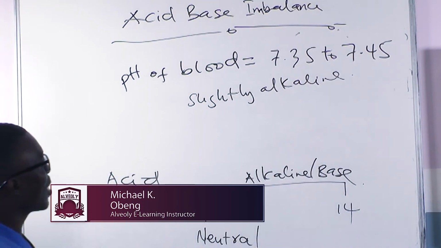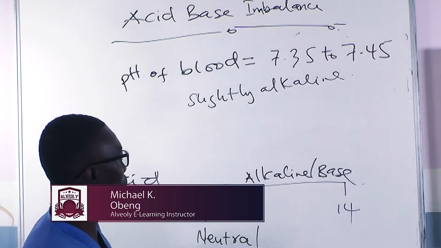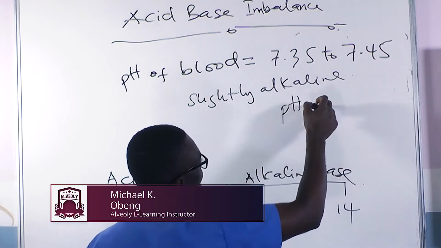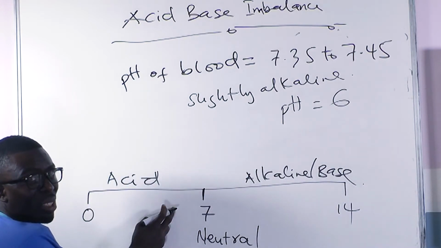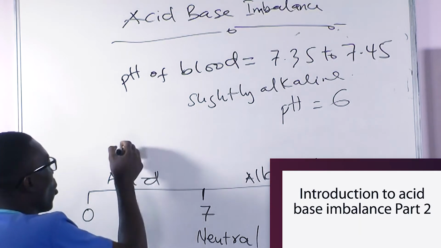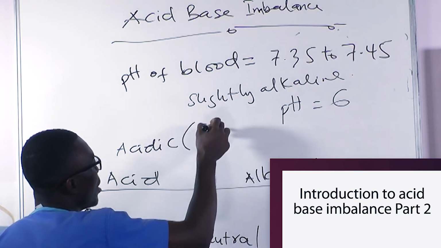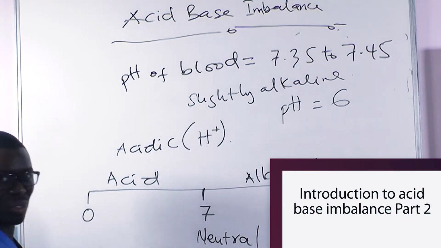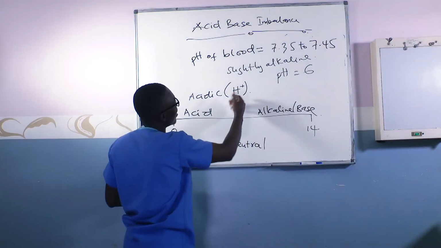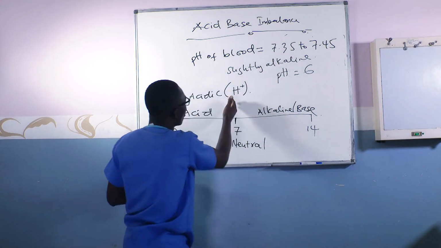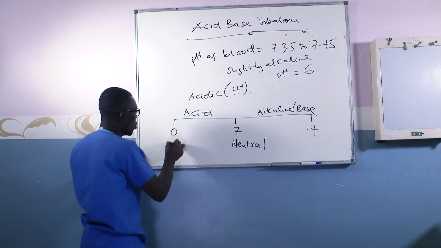So this indicates that if we have a pH, maybe let's assume you go and check the pH of your blood, and they said the pH of your blood is, let's say, 6. Then it means that 6 is below what? 7, which indicates that our blood is becoming more what? Acidic. Which also means that our blood contains more what? Hydrogen ions. So that is all that you have to understand. If the pH is less than this 7.35, then it means that your blood is becoming more what? Acidic. Then we term it as what? Acidosis.